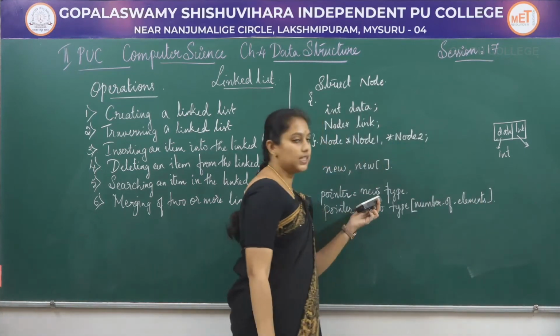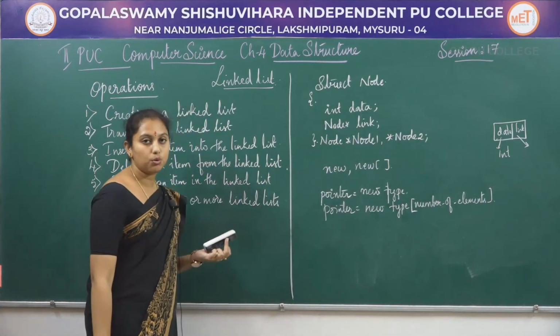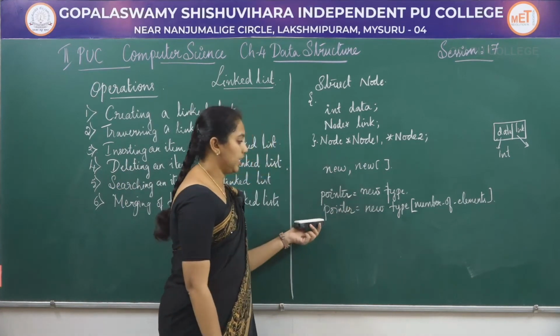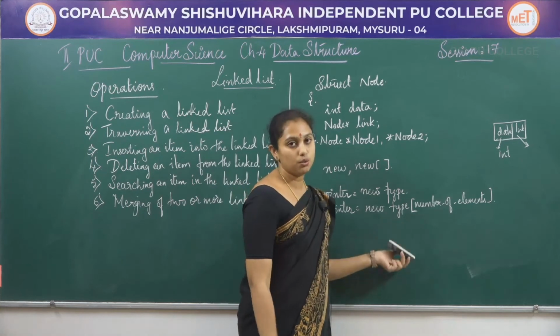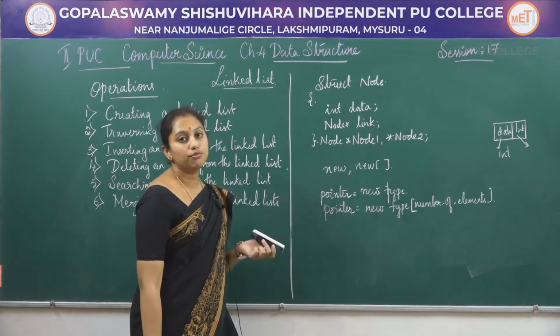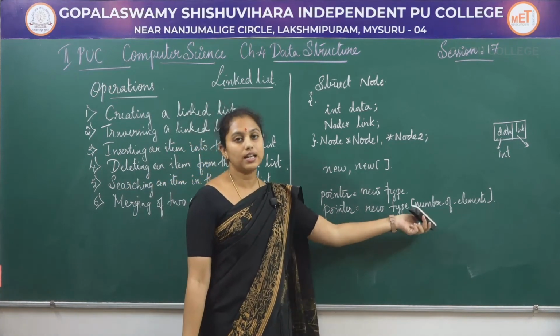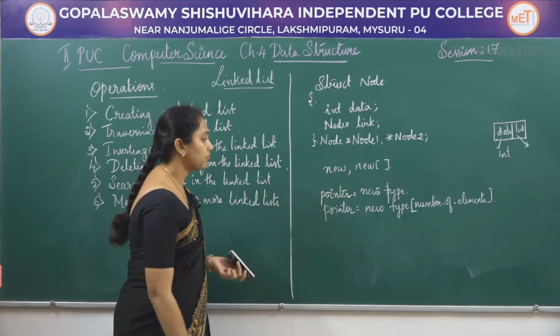So this first syntax is used to allocate memory for one single element. And the second declaration is used to allocate memory for the list of elements. We can also call it an array of elements.